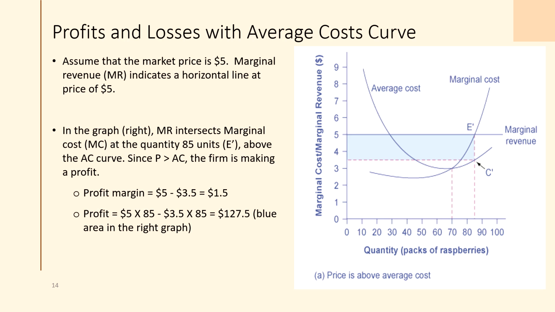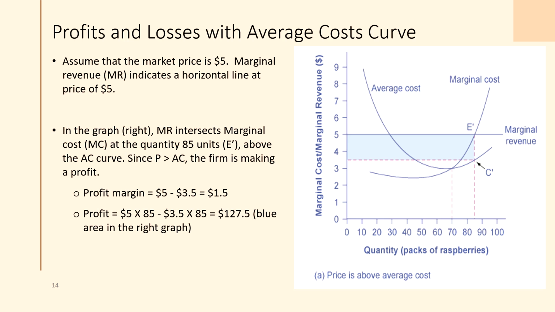The key concept here is profit margin, which is defined as profit margin equals price minus average cost. So at the quantity of 85, we take the market price of $5 and subtract the average total cost at that output level. Suppose the average cost is $3.5. This gives us a profit margin of 5 minus 3.5, which equals $1.5 per unit. This means the firm earns $1.5 of profit on each unit it produces.